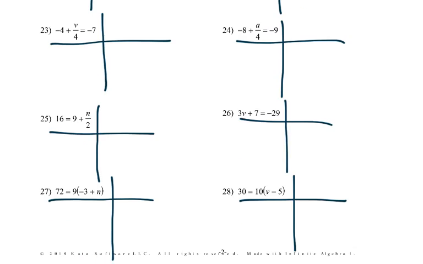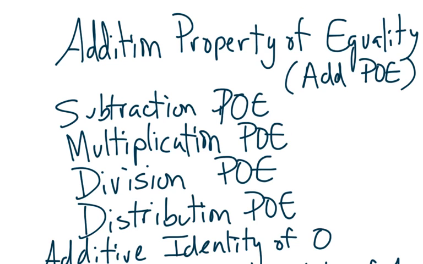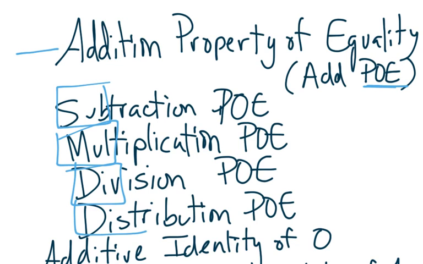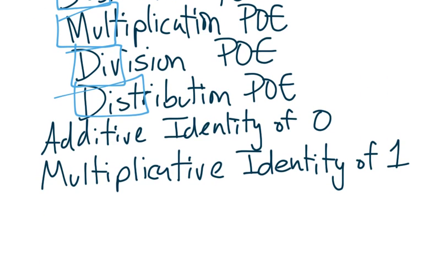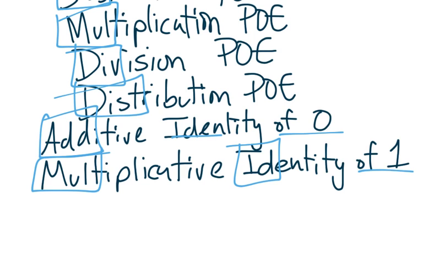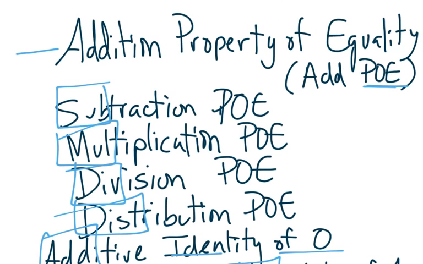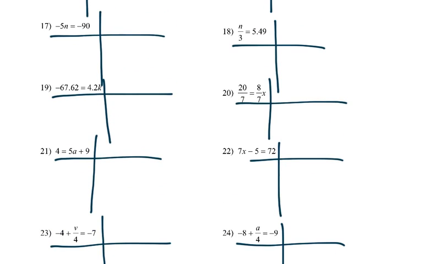So for these justifications, the main rules we are using are the addition property of equality, which we abbreviate property of equality to PO, and usually I just do for subtraction sub-PO, multiplication multi-PO, div-PO, and dist-PO. Those are the main five we use, as well as the additive identity of 0 and the multiplicative identity of 1. So mult ID of 1 and add ID of 0. So these are the main ones that we're going to use. So let's take a look and get going on these.